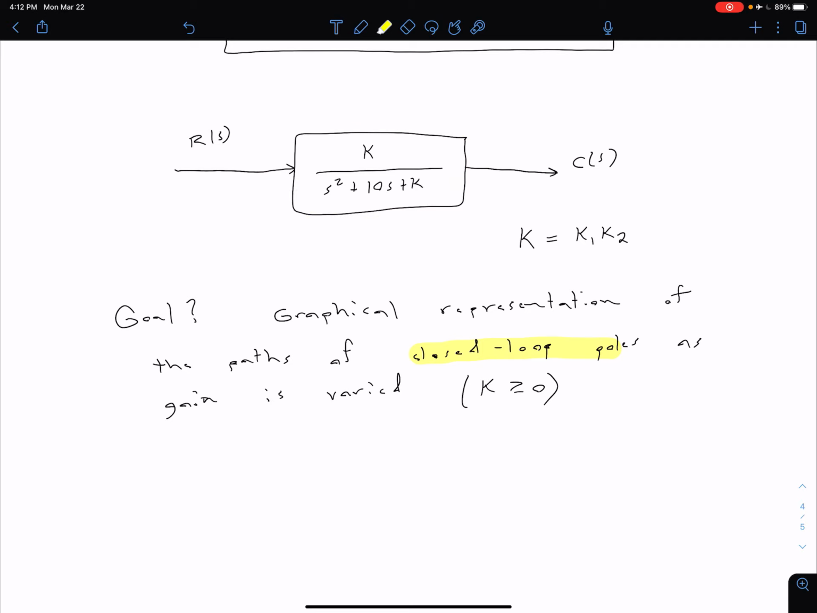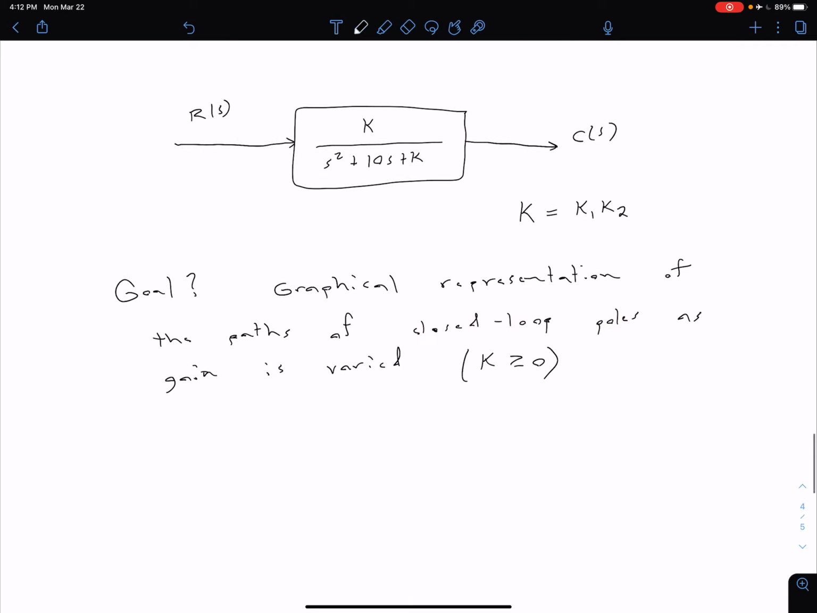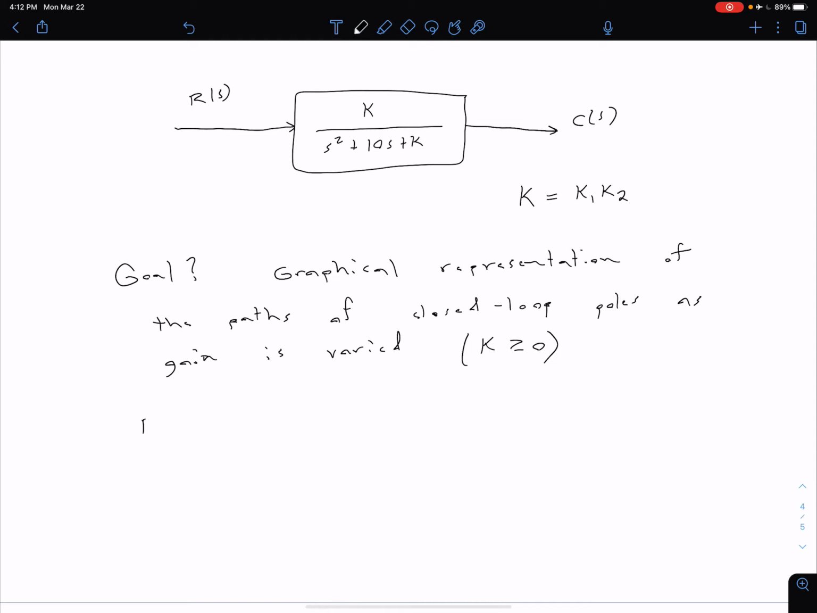But in this case, for our example, we're just going to have this closed loop gain, and we're just going to brute force it. A little later on, we're going to figure out easier ways where we don't have to solve for that equivalent transfer function T(s). So what do I mean by brute force? We're going to consider the denominator of this equivalent transfer function, s squared plus 10s plus K, and we're just going to vary that K value and see what our poles are.